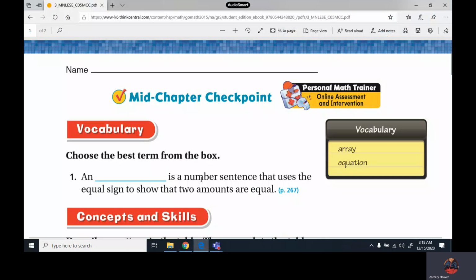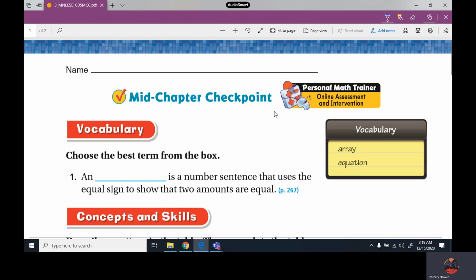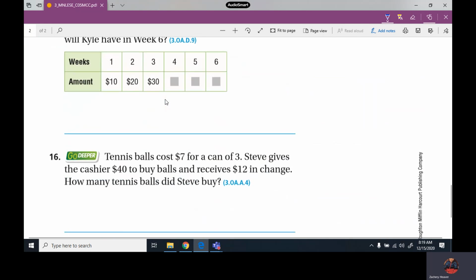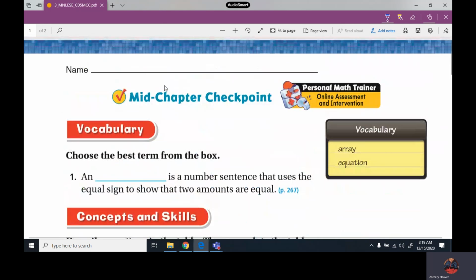All right. So this is the mid-chapter checkpoint for chapter 5. Chapter 5 is a pretty short chapter. I mean, we've already done 2 lessons and it's the middle of the chapter. So before you even watch this video, this is only 2 pages. This page and this page. That's it. Go through and see what you can do.